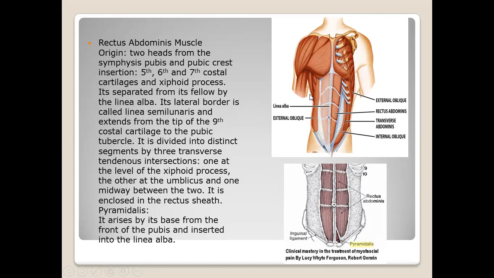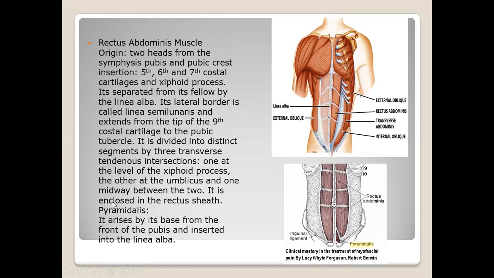This whole muscle is enclosed in a sheath called the rectus sheath. If you see here, here is the rectus sheath, and here the rectus sheath has been removed. It is always covered in the front and in the back, superficially as well as deep, by the rectus sheath. We'll talk about that later. The rectus sheath is a very important structure.